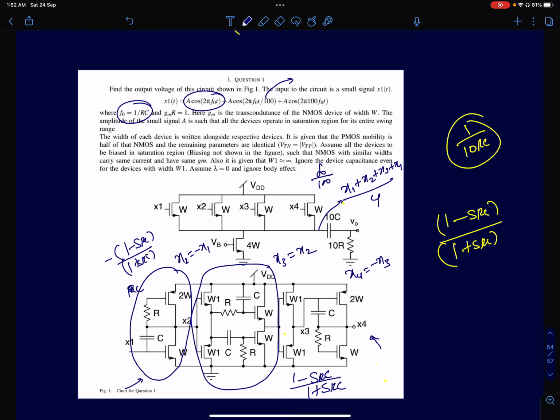Finally, X4 to X3 is the same as the first circuit, so X4 will be minus X3. I can easily see that X1 and X2 are out of phase. The averaging circuit's output will be X1 plus X2 plus X3 plus X4. X1 plus X2 is 0, since X2 is minus X1, and X3 plus X4 is again 0 because X3 is minus X4. So the output will be 0 for this frequency. When you apply a frequency of 1 by 100 RC, I should expect a 0 output. So this term will not appear at the output. It's like DC, doesn't matter.